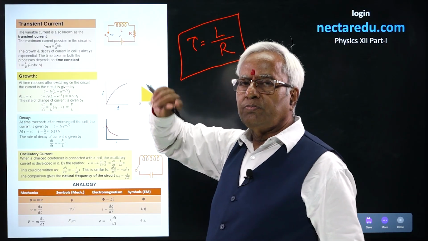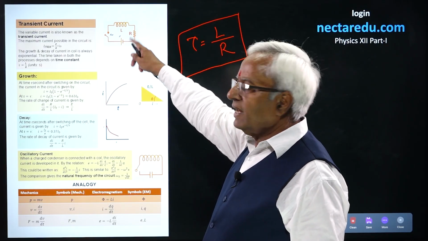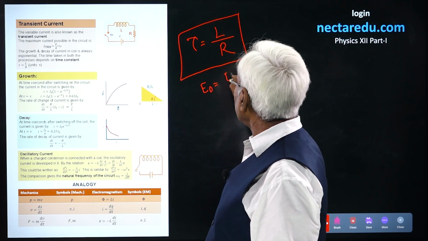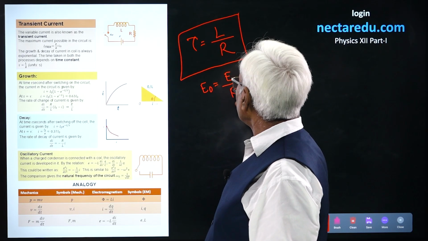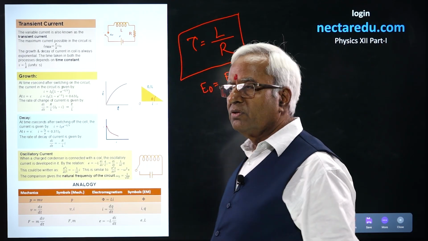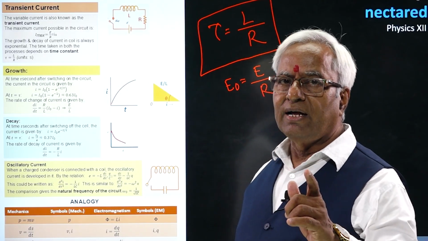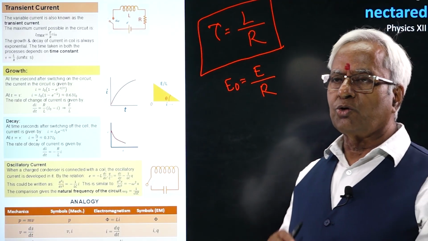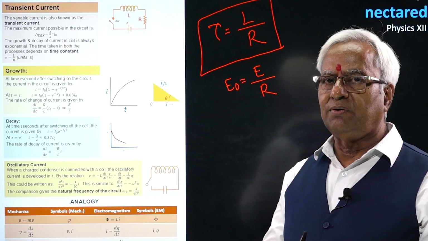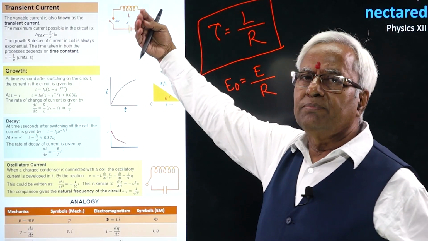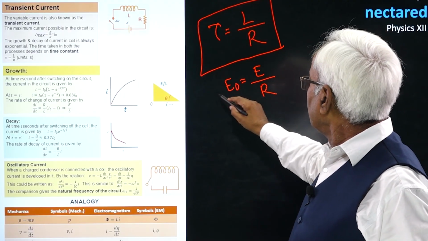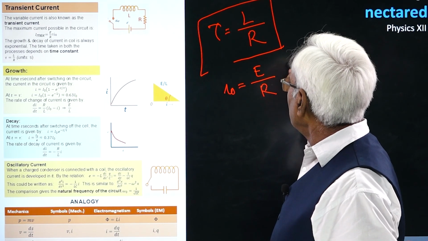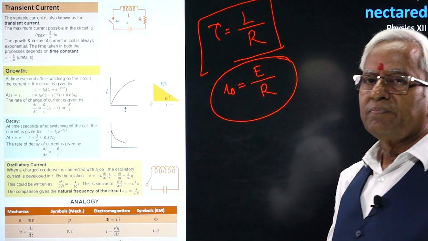In this circuit, if you press the key and the cell is allowed to work, the final current is going to be the maximum current, that will be E upon R, because L here functions as a coil only during the variability of the current. When the change in the current stops, meaning it attains the maximum value, in that case, the coil becomes simply a connecting wire, and the maximum current that will be possible here is equal to E upon R.